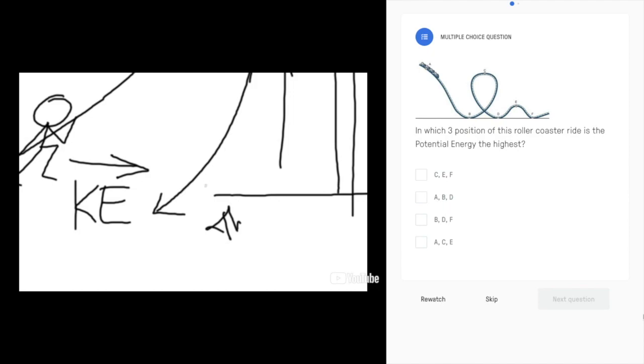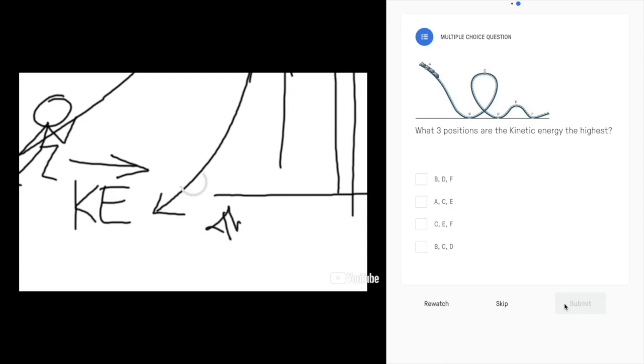Did you say ACE? Let us try. Next question. In what three positions is the kinetic energy the highest? Is it BDF, ACE, CEF, or BCD?